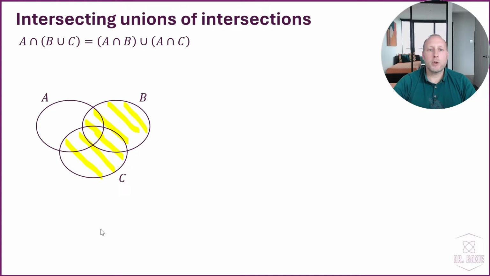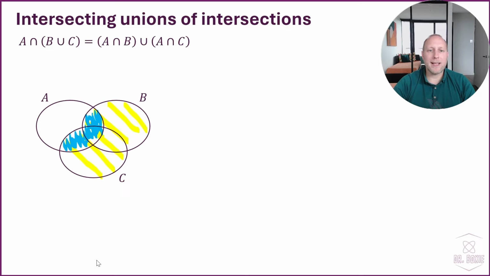Now, which part of this yellow is intersecting with A? Well, it is this part. The part that I colored in blue is A intersected with B union C. So that is the left-hand side of the equality.